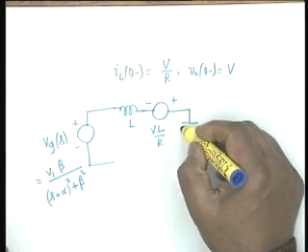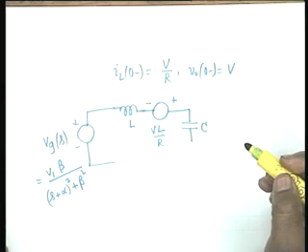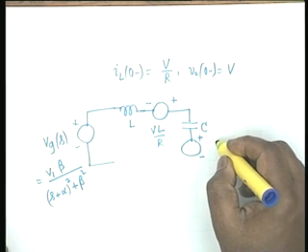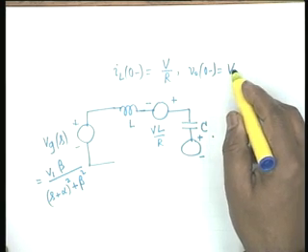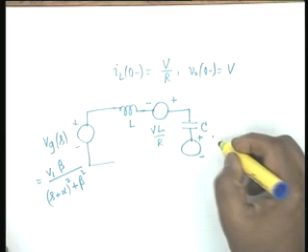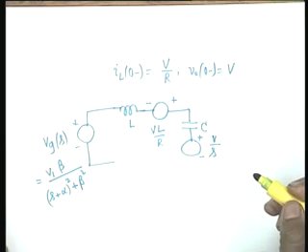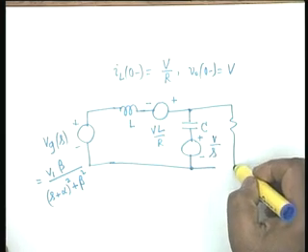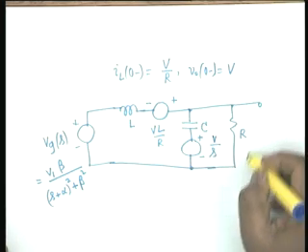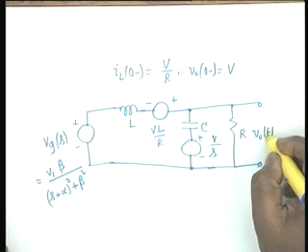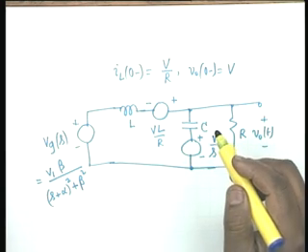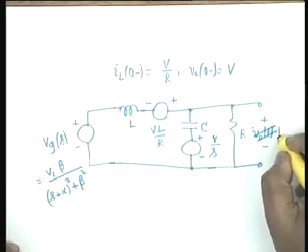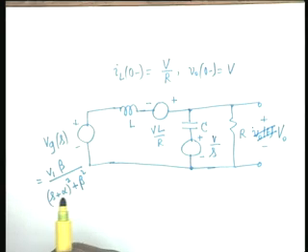Then the capacitor C can be looked upon as an initially uncharged capacitor in series with a voltage source whose value is, but I am talking of the transform domain, so it will be V by s. Is that okay? The transform domain. And then I have the resistance R and V0(s), that is correct, because I am talking of the transform domain quantity.